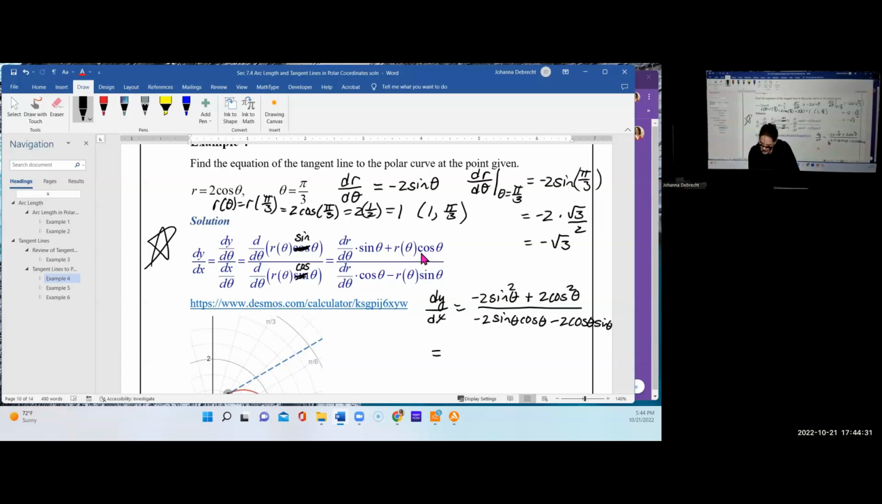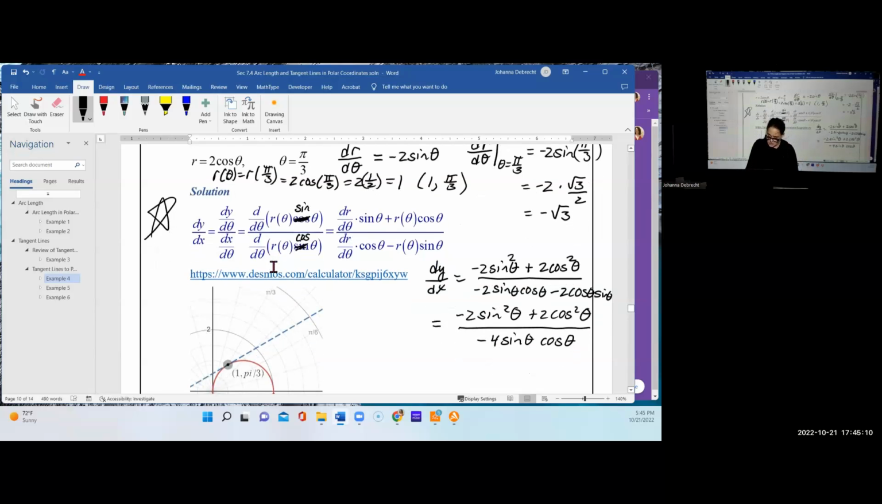All right, so then we have basically negative 2 sine squared of theta plus 2 cosine squared of theta, all divided by negative 4 sine theta cosine theta. Now, this is the formula that gives you the derivative anywhere on that graph. We specifically want it at pi over 3. So we're calculating the values at pi over 3, and we're going to substitute them into the formula. You can substitute them here, or you can substitute them here. It makes no difference. You can do it in either location.